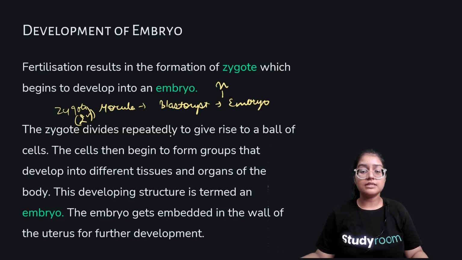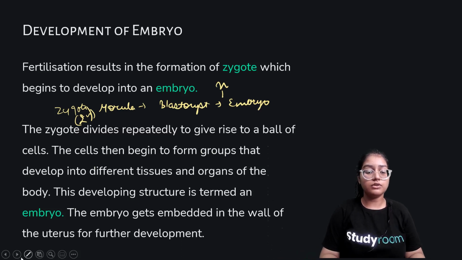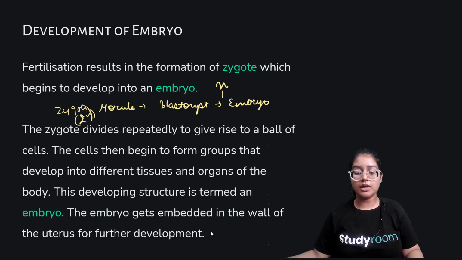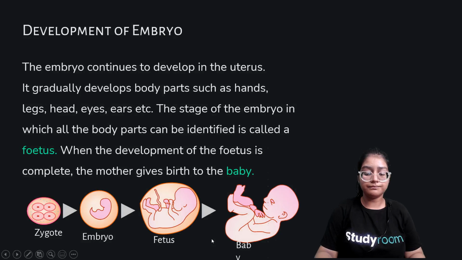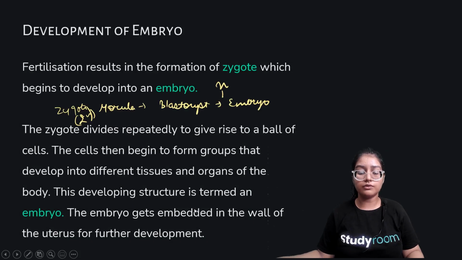The zygote divides repeatedly to give rise to a ball of cells. The cells then begin to form groups that divide into different tissues and organs of the body. This developing structure is called the embryo. The embryo gets embedded into the wall of the uterus. This embedding of the embryo onto the wall of the uterus is called implantation. You can write it down, implantation.